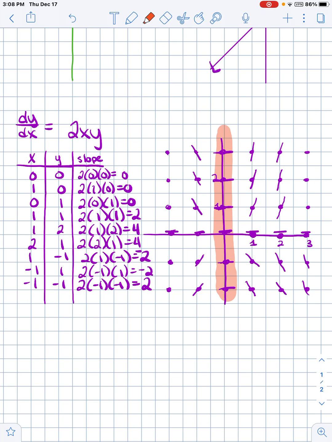So that would mean that those values above the x-axis would be relative mins. However, if I look on the right, or below the x-axis, I see the slopes on the left are positive, the slopes on the right are negative, so those values along the y-axis are relative maxima.